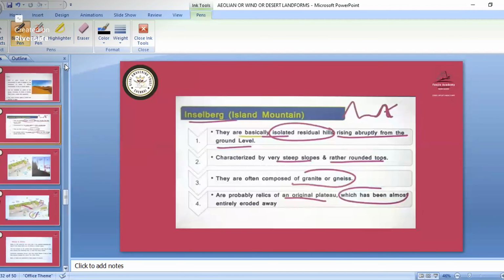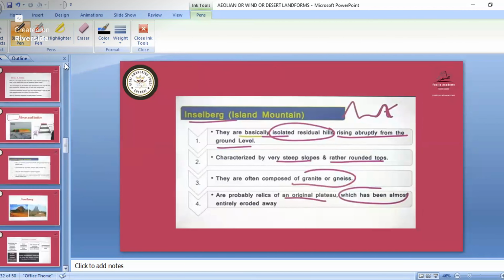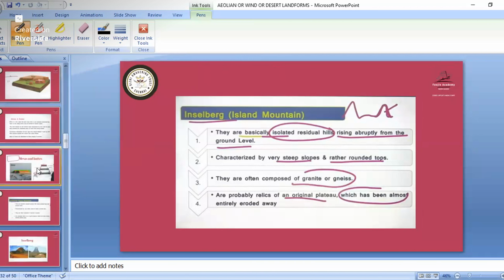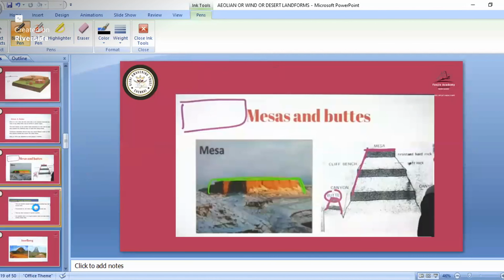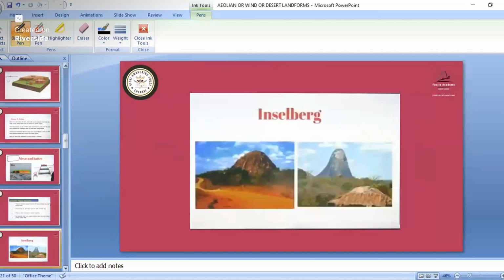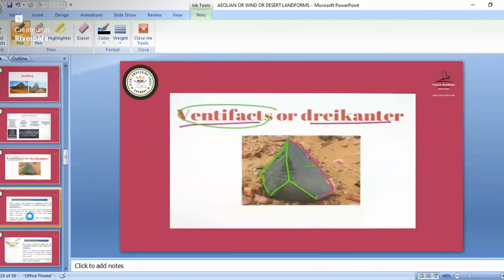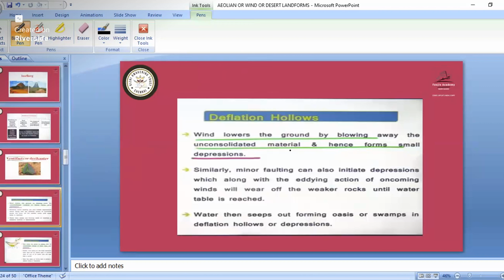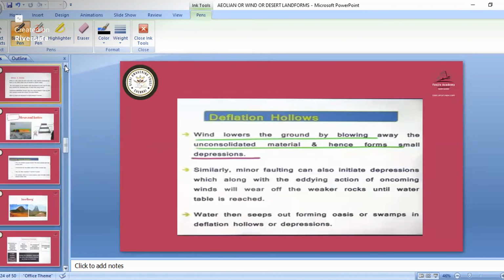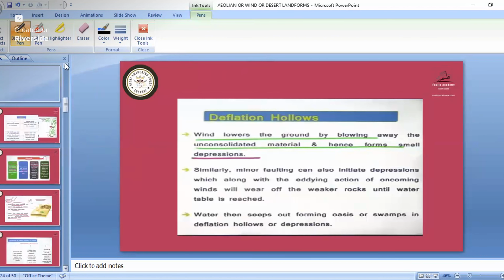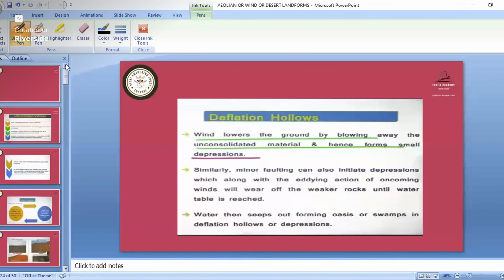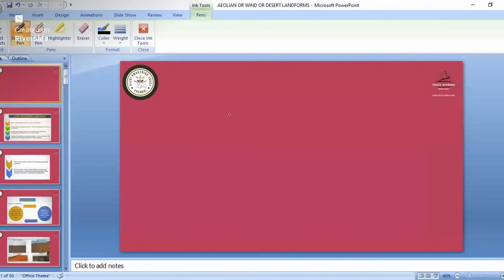Now we have finished all our topics. Visage and Bats we studied, Inselberg we studied, Facts and Dicanter we studied. So we have finished the whole syllabus of geomorphology. If you get questions from anywhere on the geomorphology part, you can start solving them now.